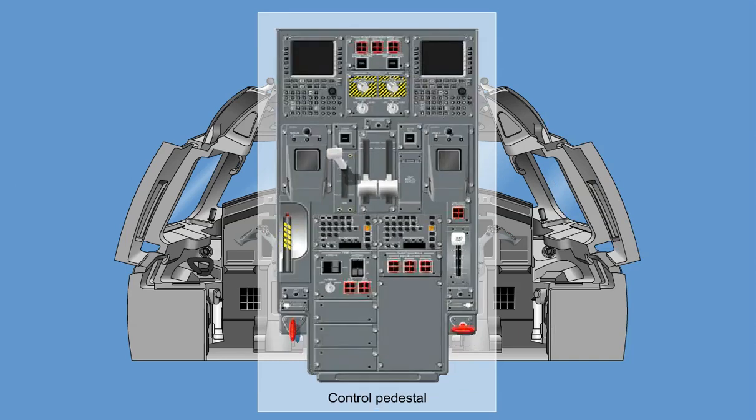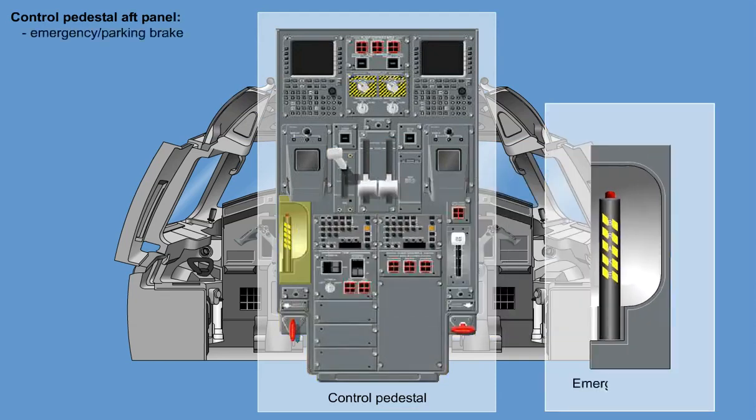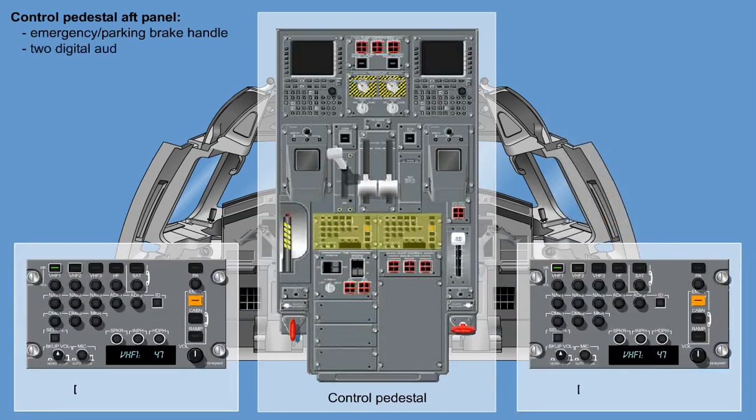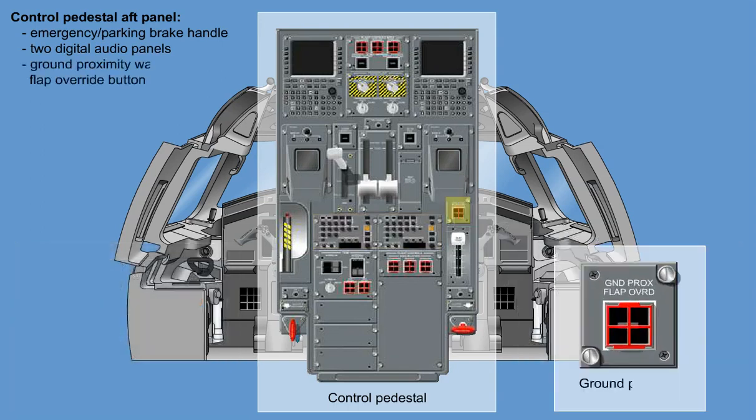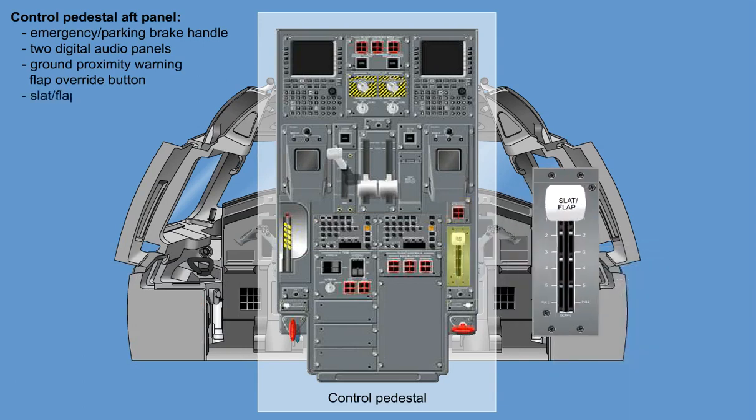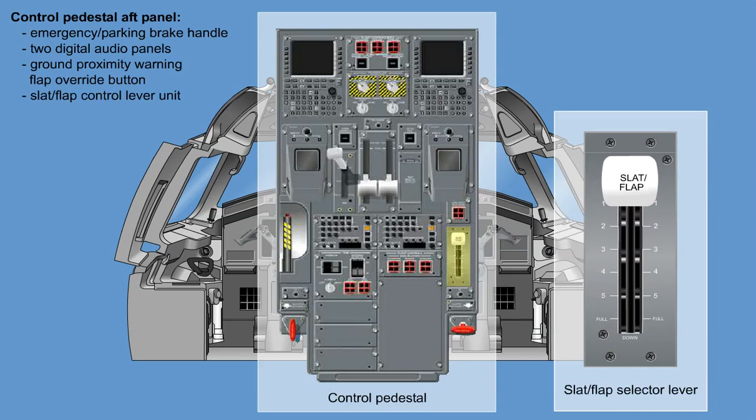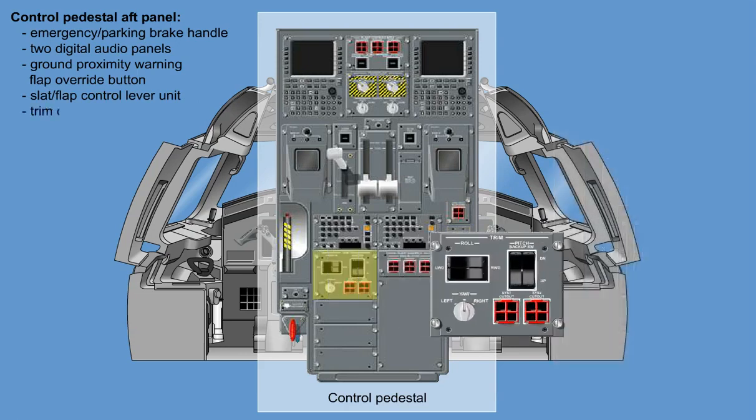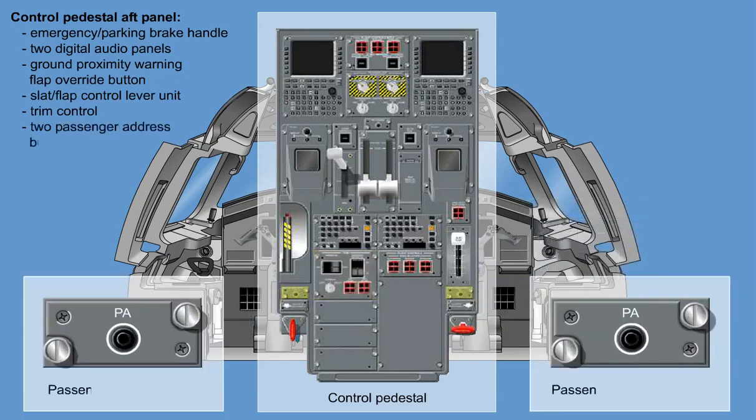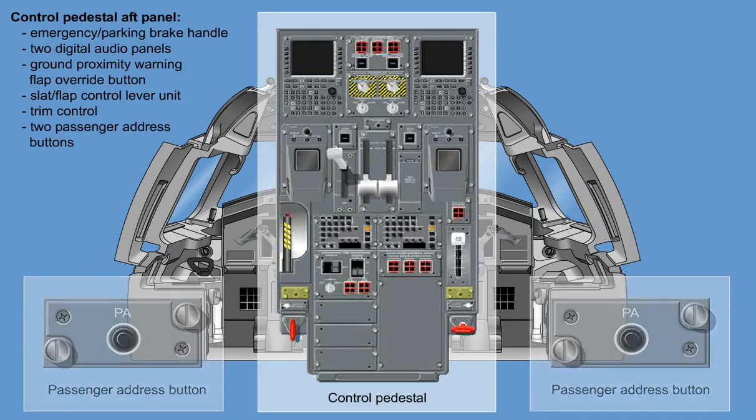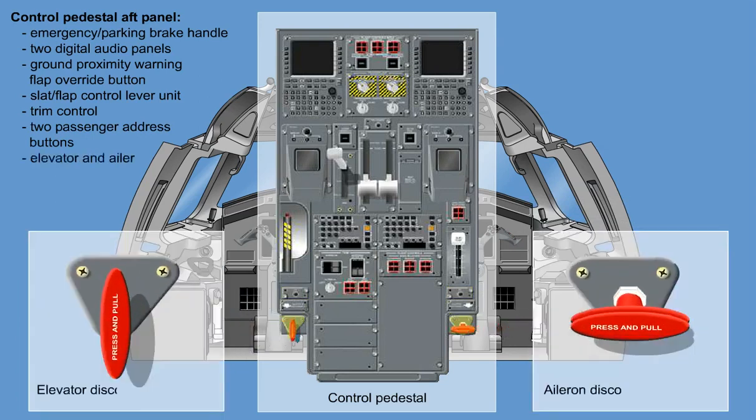The following components are fitted on the control pedestal aft panel. 1 emergency parking brake handle, 2 digital audio panels, 1 ground proximity flap warning override control panel, 1 slat flap selector lever, a trim panel, 2 passenger address buttons, and the elevator and aileron disconnection handle.